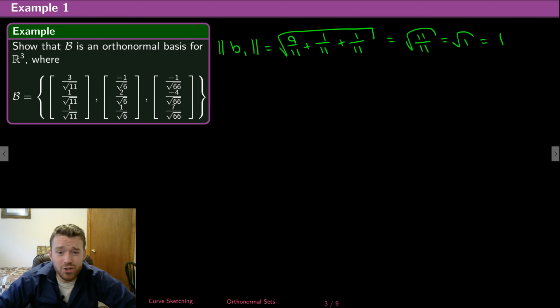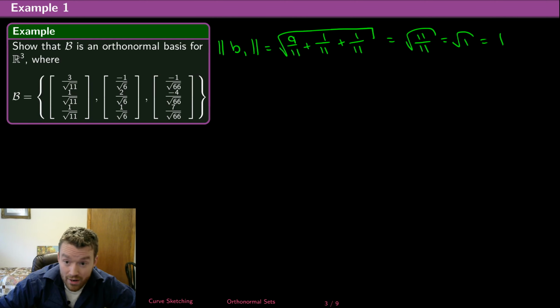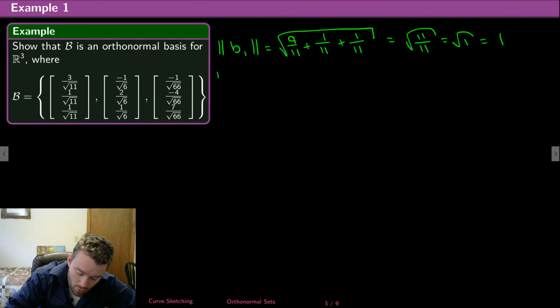In fact, if I'm actually trying to check if something's a unit vector, I don't even need to take the square root, because the square root of 1 is always 1. I just need to check that the actual sum of the squares is 1. I'm going to keep checking that the norm is 1, but maybe just a trick.